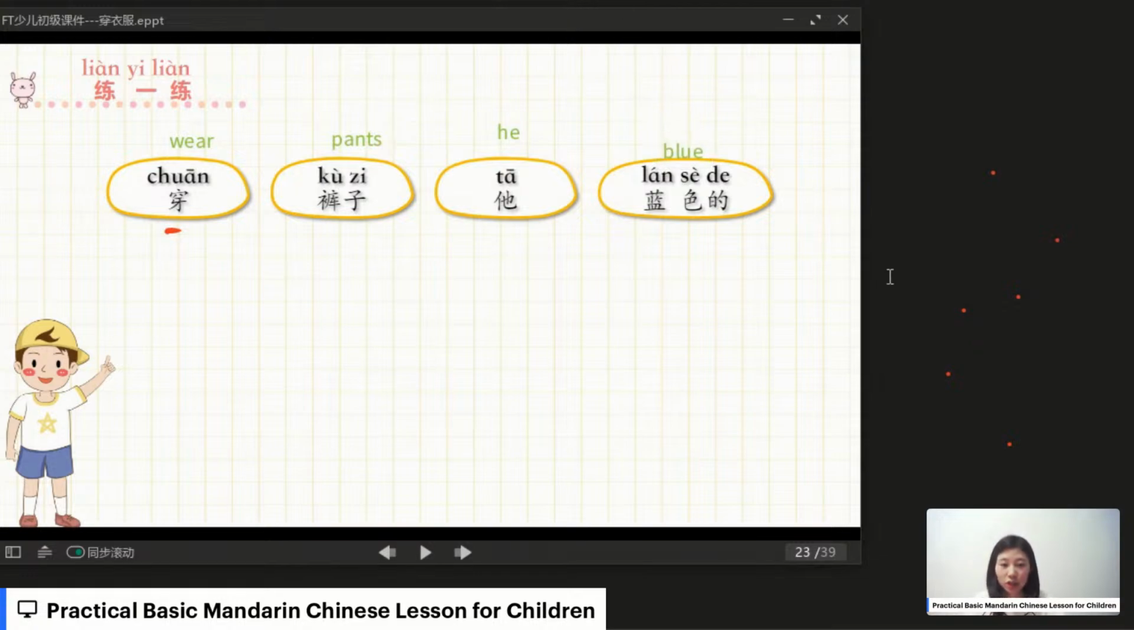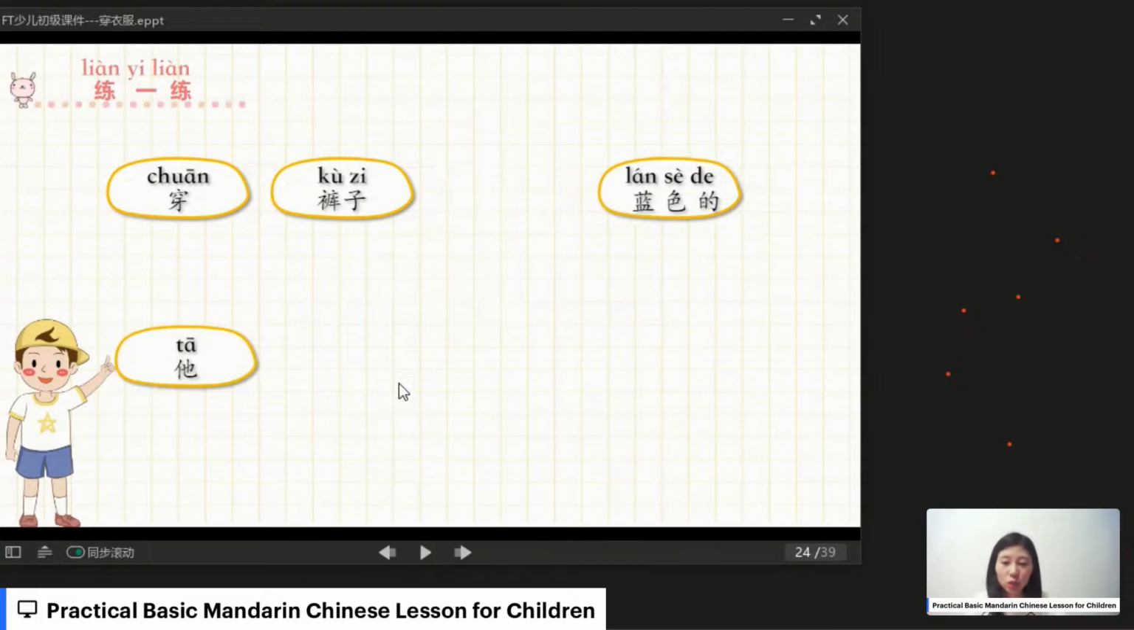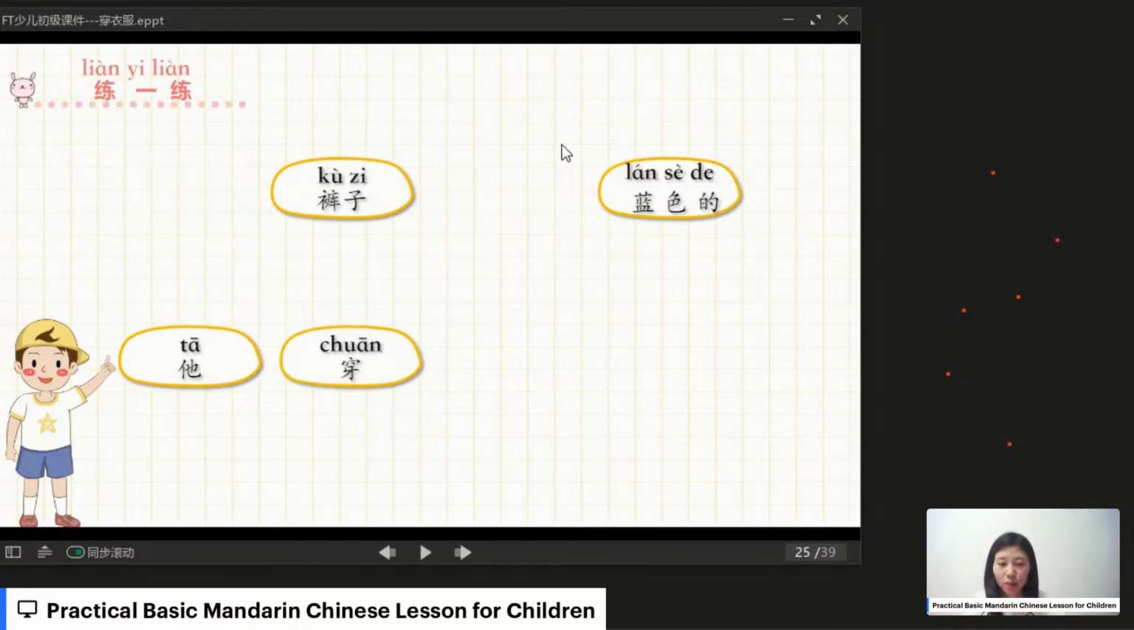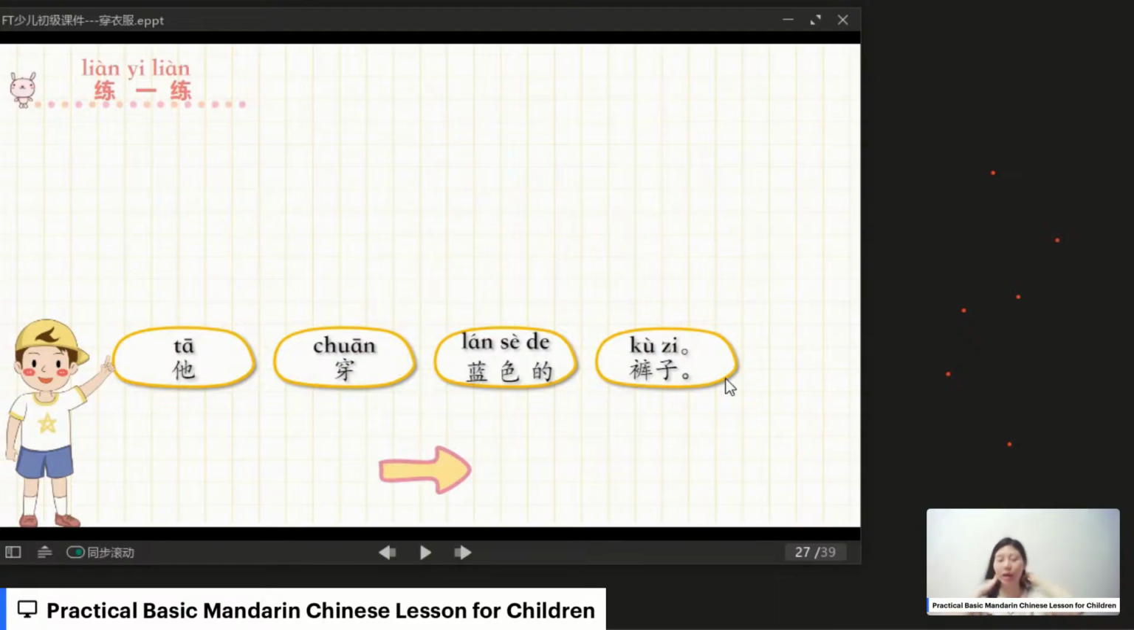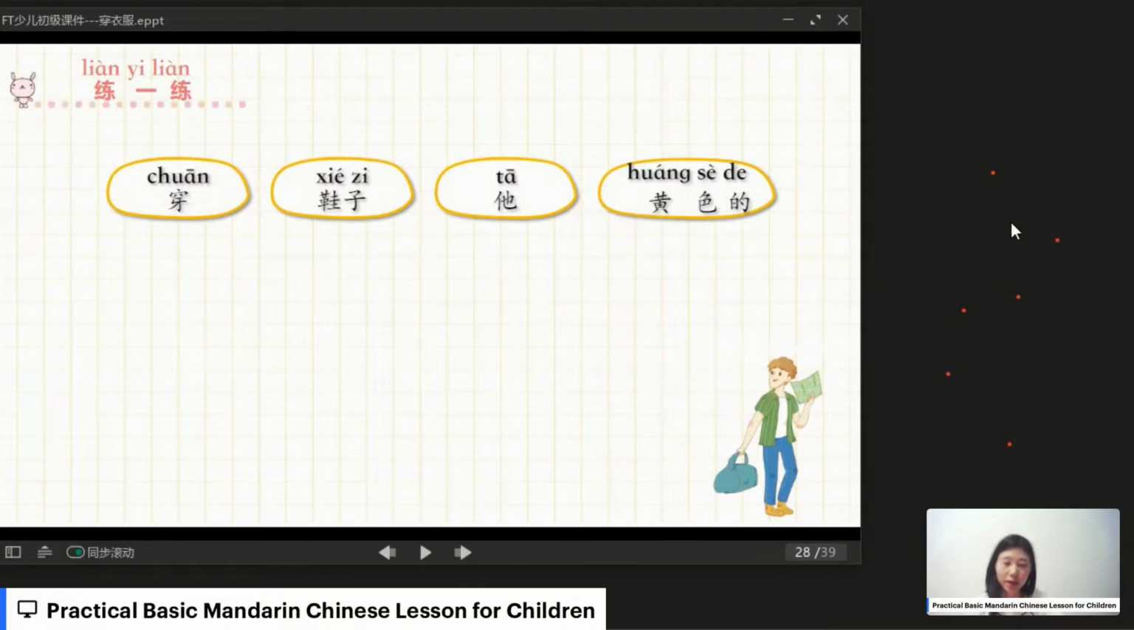Let's make the sentence together, okay? The whole thing would be he's wearing blue pants, right? According to this sentence structure, the first word is the subject, he, 他. Is wearing, the verb, 穿. Next is the blue pants, 蓝色的裤子. So 他穿蓝色的裤子. Okay, we got this.